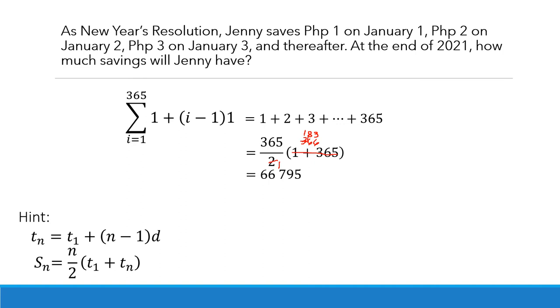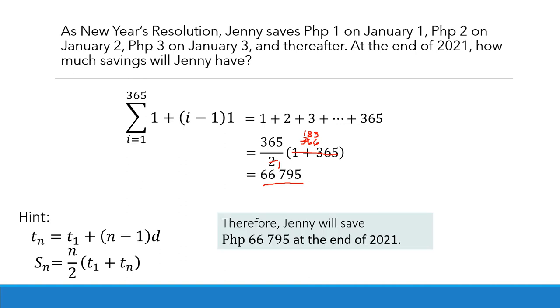Now we multiply the numerators, so 365 times 183, that will give you a total of 66,795. So therefore, Jenny will save 66,795 pesos at the end of 2021.